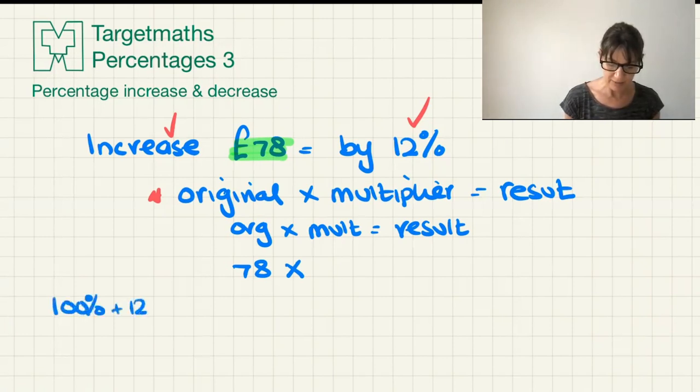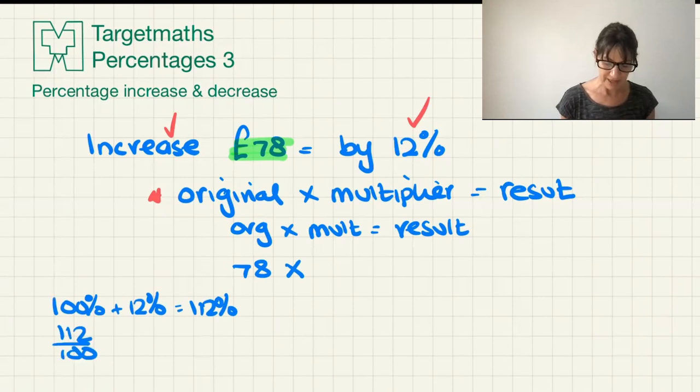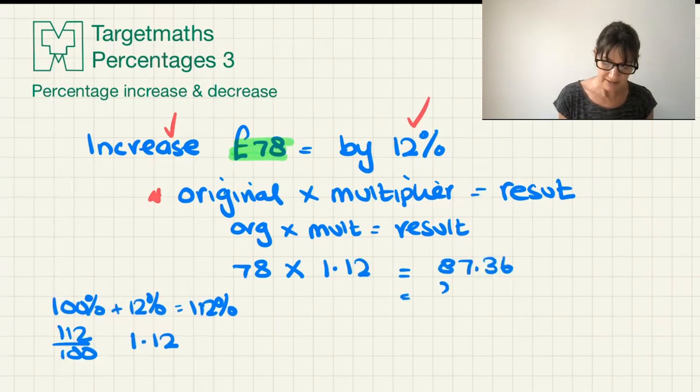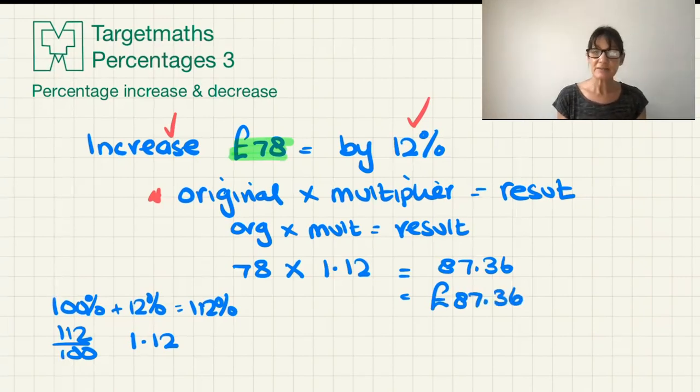100% plus 12% equals 112%. You can skip that if you want to, but it's telling me to divide by 100. So the decimal version is this. I just throw that into my calculator. Okay, put it in the calculator and you get 87.36, and it's a money question. So it's £87.36. Now, this method works without a calculator. It's just more work to do. You would just do your Chinese method or your preferred method for long multiplication, times it by the top, divided by the bottom. It's that simple.